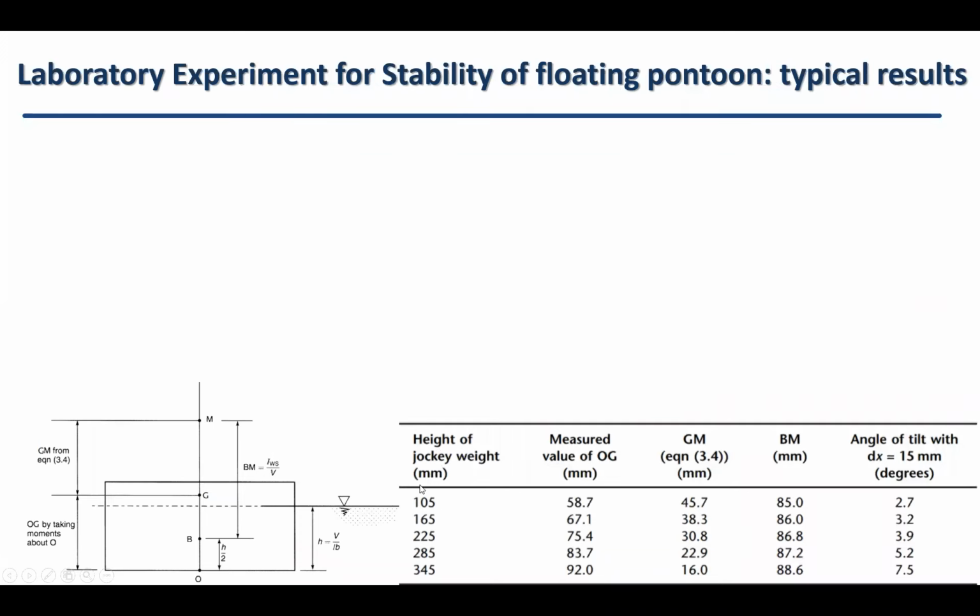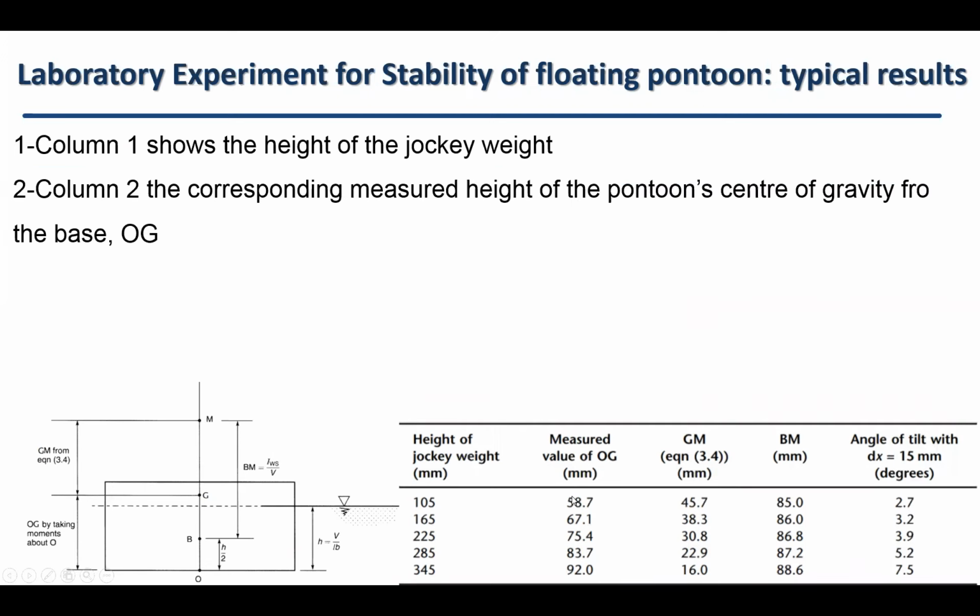In the first column, you can see the height of the jug weight in the first, second, third, fourth, and fifth rows. And the second column is the corresponding measured height of the pontoon center of gravity. For example, at the lowest level, 105 millimeters or 10.5 centimeters, the measured value of the center of gravity, point OG, is 58.7.